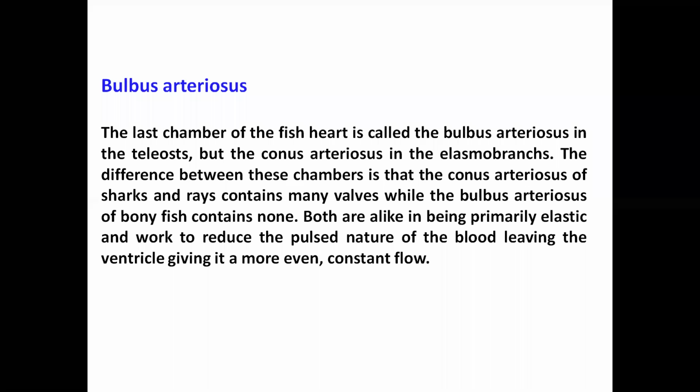Both are basically elastic, and they reduce the pulsatile nature of the blood. If it didn't have the elasticity and the valves, the blood would flow in pulses, meaning it would come out in stops and starts. But because of the elasticity of their movements, there is always a continuous, constant and even flow of blood from the ventricle to the bulbus to the blood vessels. So these are the four parts of the heart in fishes.